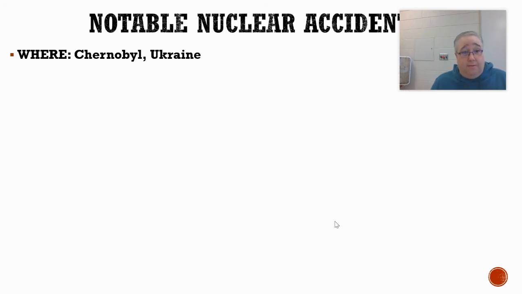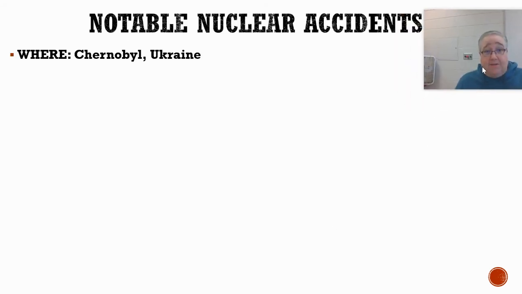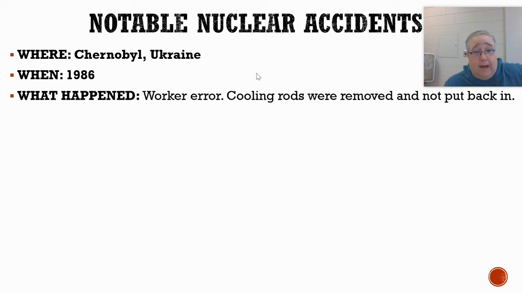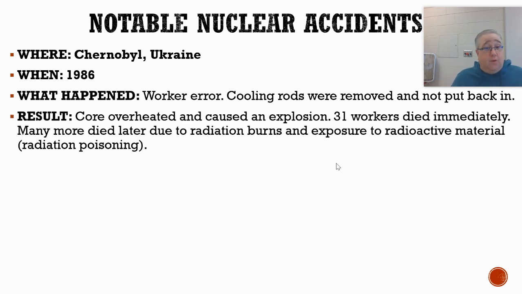Now, another accident that took place was one in 1986. This took place in Chernobyl, in the Ukraine. This is the former Soviet Union. At the time, it was the Soviet Union. This was under communist control in Russia. In this case, what happened again, worker error. Cooling rods were not put back in time. And what happened was there was a complete meltdown.